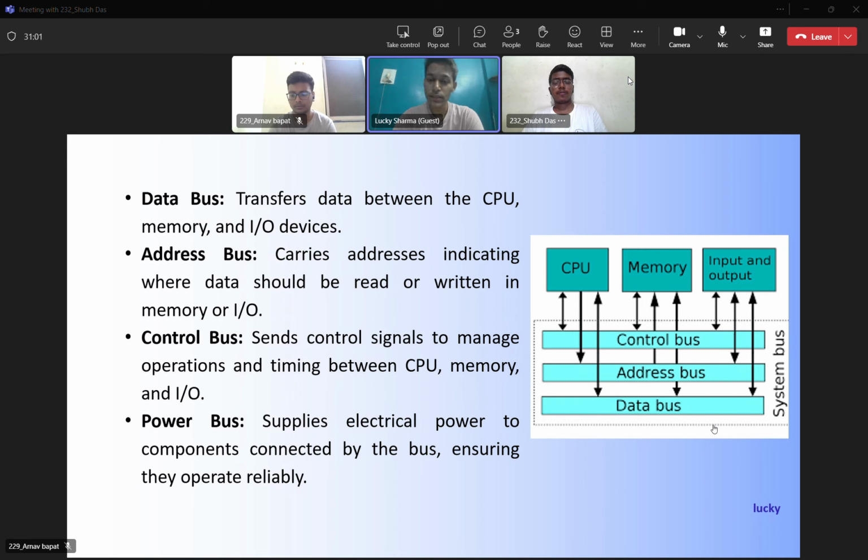Here in the chart also you can see that it explains very nicely that the CPU is connected to the data bus, memory is also connected to the data bus, and input output are all connected to each other. So they are a very important part of our computer system.